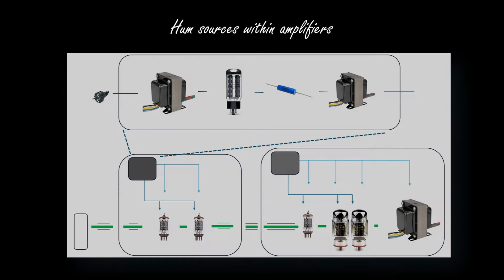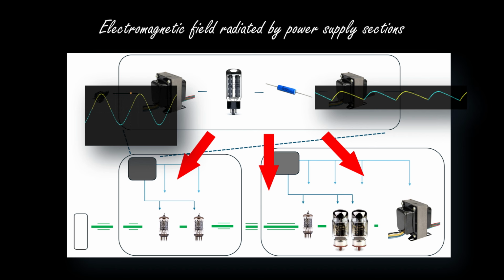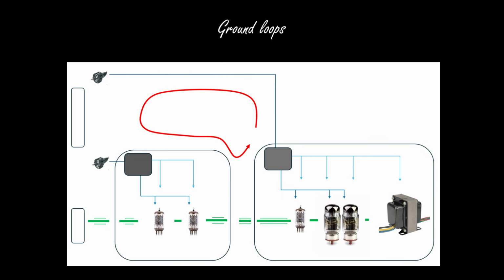As you remember, in the first video we have seen several examples of hum sources. In those examples, hum came from the electromagnetic field radiated from several power supply sections. Also, we have seen hum coming from ground loops. In this new video, we will see other possible sources of hum, other than the one radiated from the power supply we have seen before, or the one coming from ground loops. Then we will see the solutions we can implement in order to avoid hum.